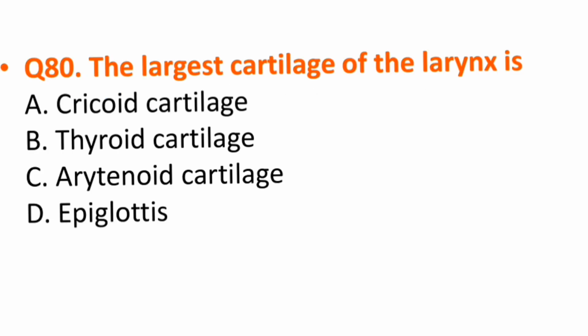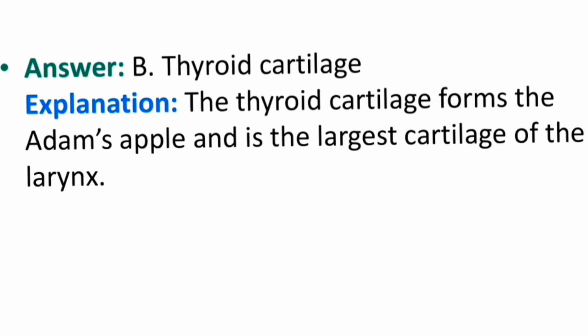The largest cartilage of the larynx is option A, cricoid cartilage, option B, thyroid cartilage, option C, arytenoid cartilage, option D, epiglottis. The correct answer is option B, thyroid cartilage. The thyroid cartilage forms the Adam's apple and is the largest cartilage of the larynx. The next question.